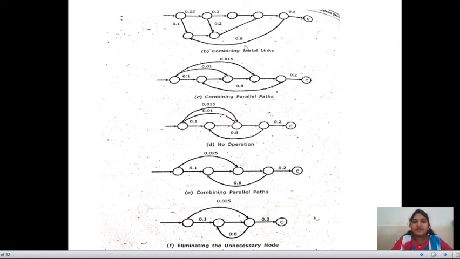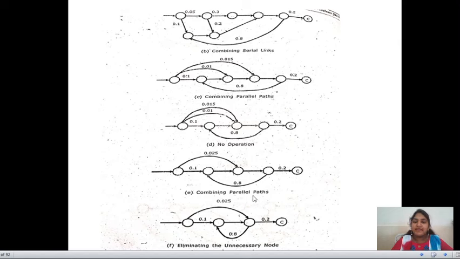0.1 into 0.08, all this combining. This is the way when we define the combining of all serial links. This is the way to get, and we perform the parallel link. So this is the parallel link 0.1 plus 0.1, 0.01 plus 0.1 plus 0.015. So when we perform this, this is the flow graph which we obtain without any operation.